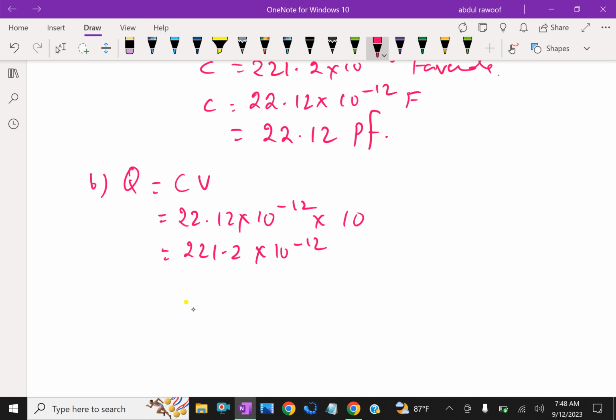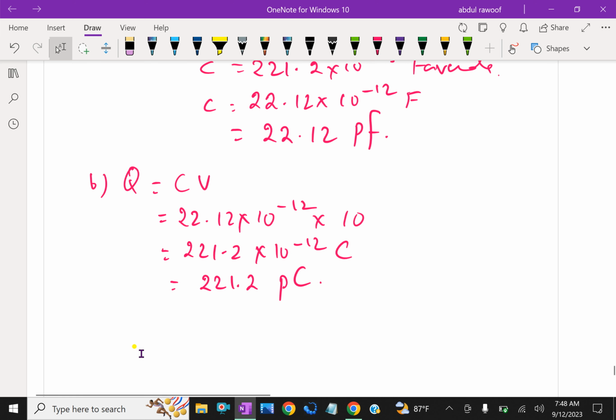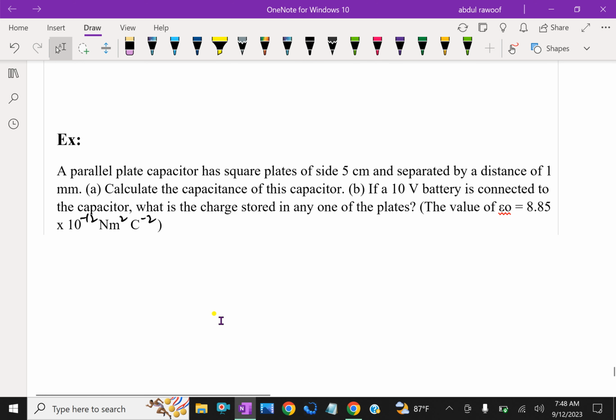minus 12, which is equal to this much Coulomb, which is equal to 221.2 in micro Coulomb. That is this much charge. Micro means 10 power minus 2 minus 12. Next question here.